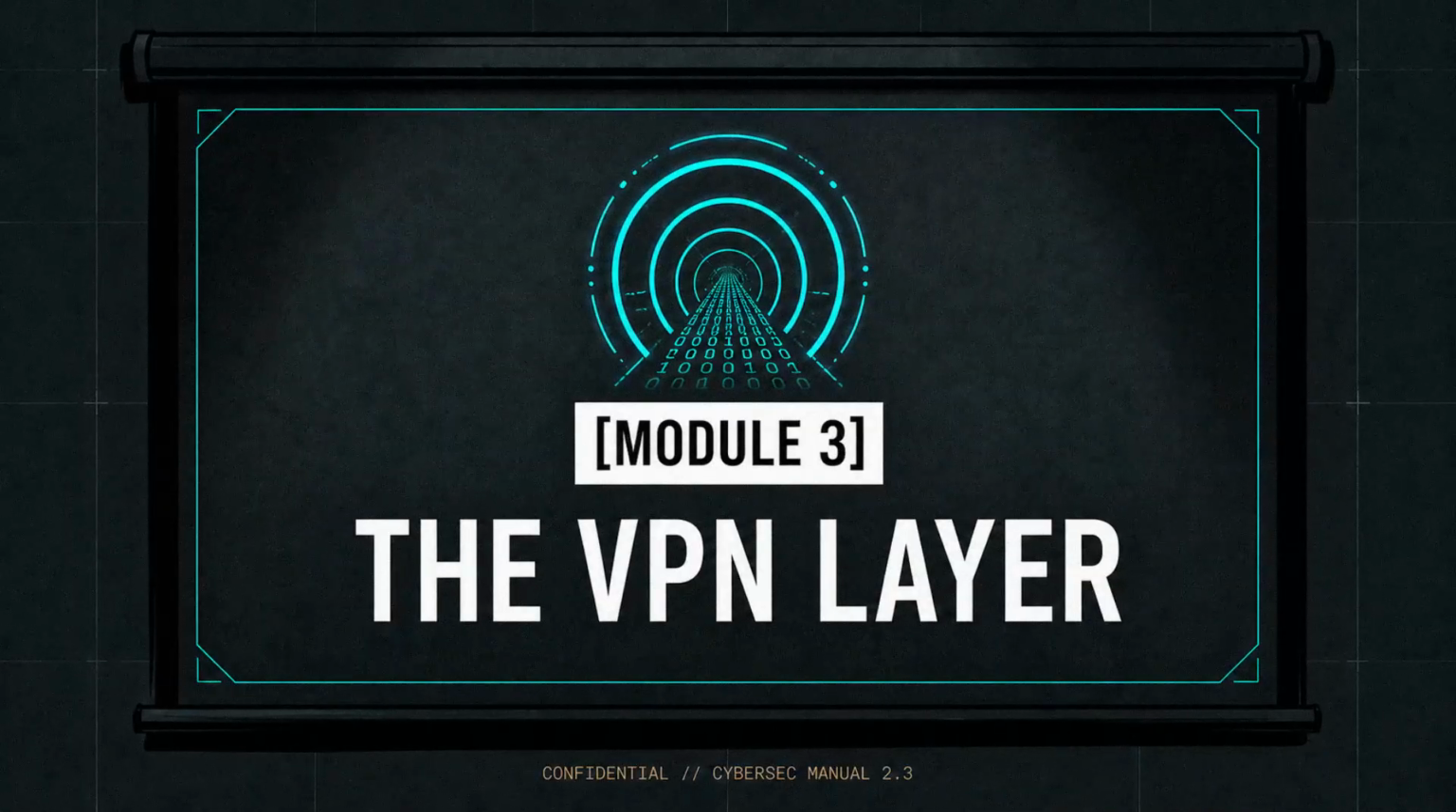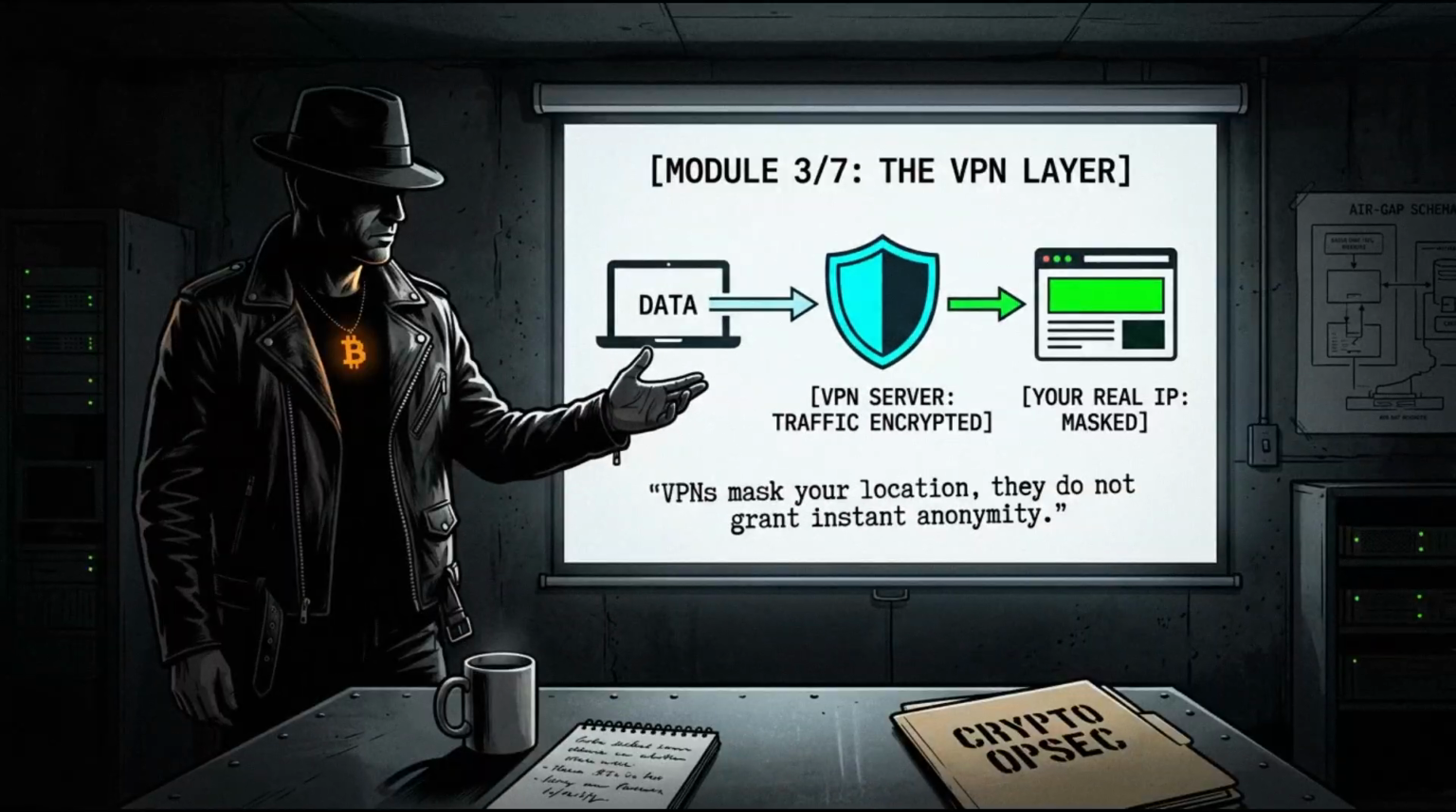It's important to note that a VPN does not make you anonymous. Let's just address that myth right now. What it does instead is encrypt your traffic from your device to the VPN server and mask your IP address from the sites and protocols you interact with. That still matters though. So this is the action plan for this layer.